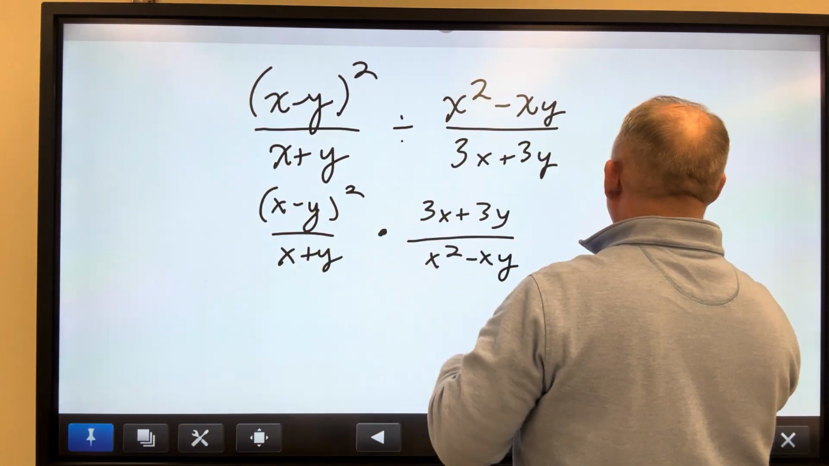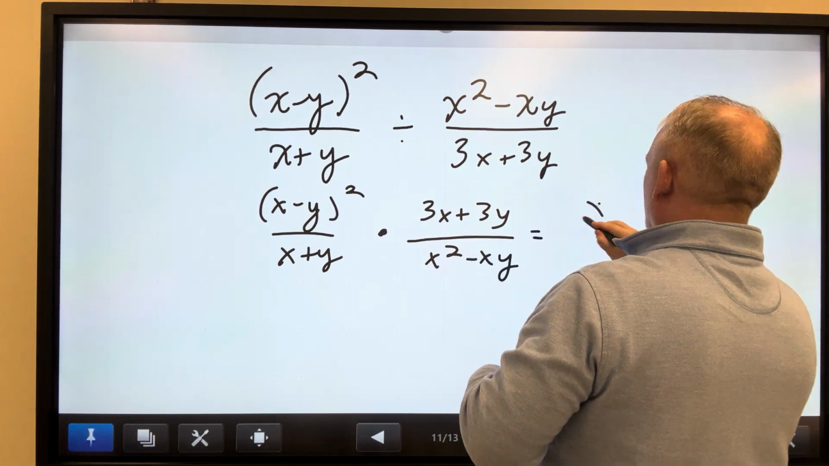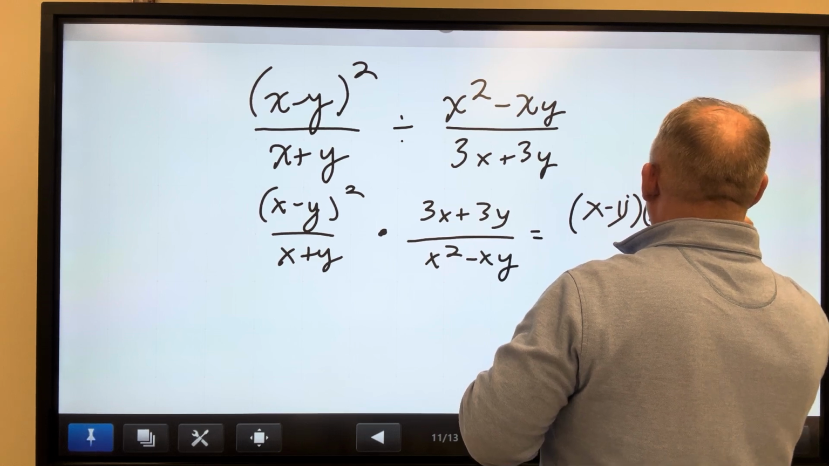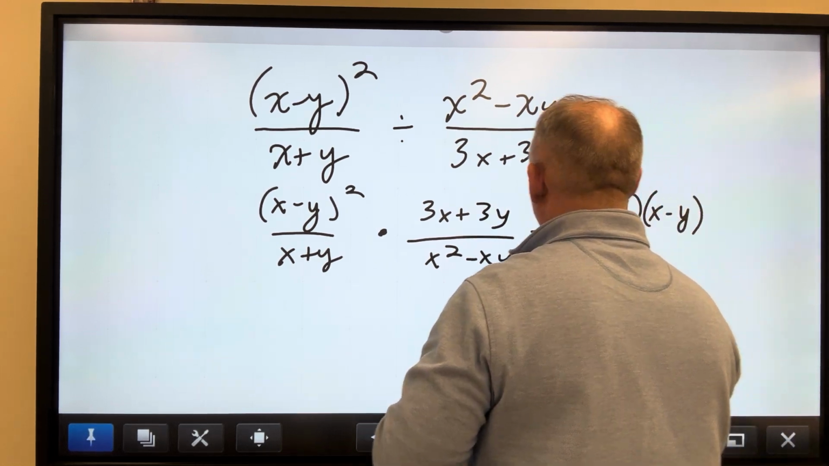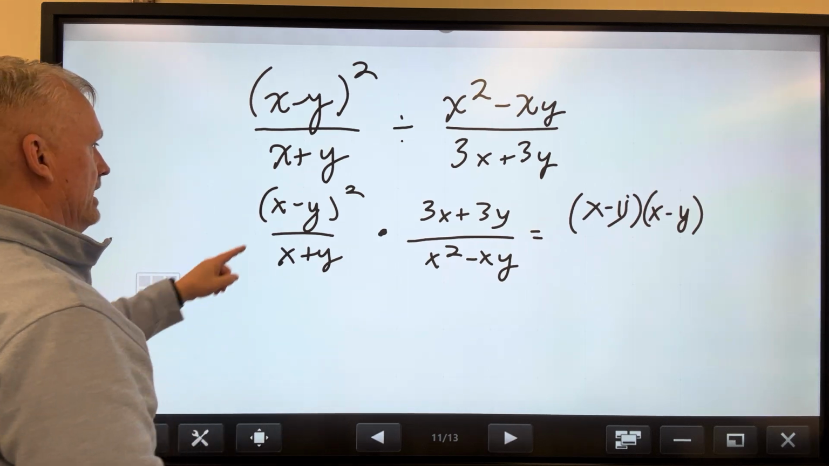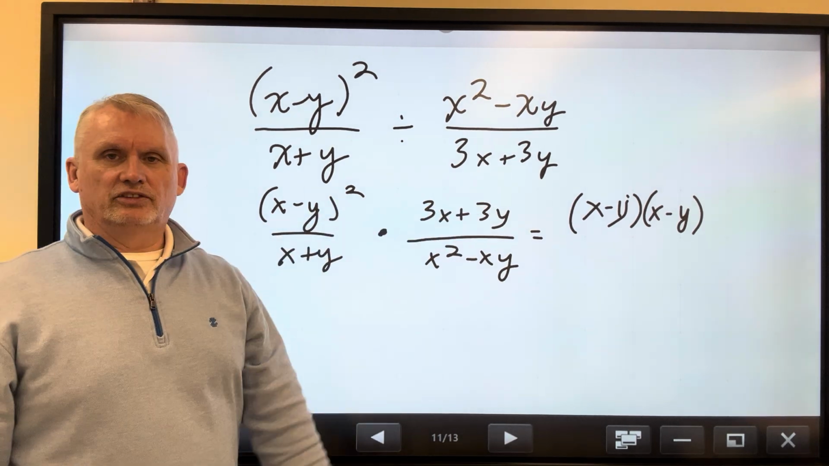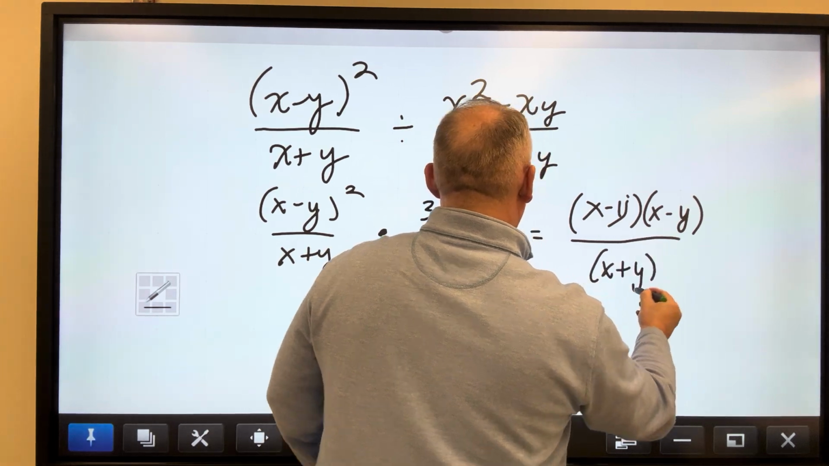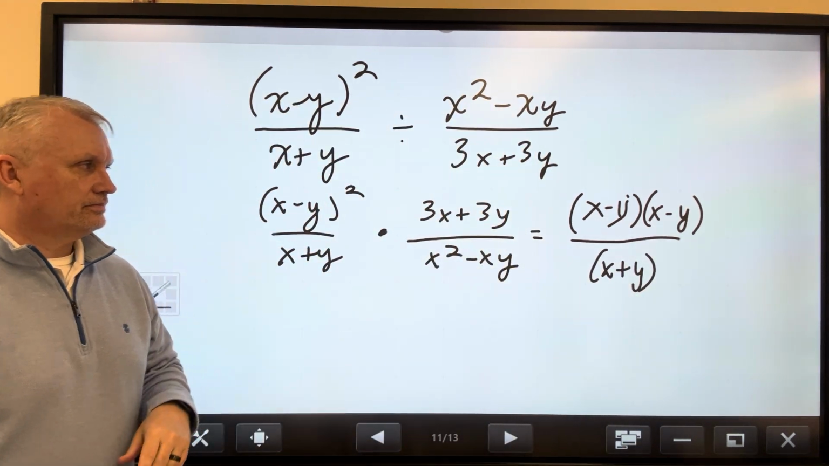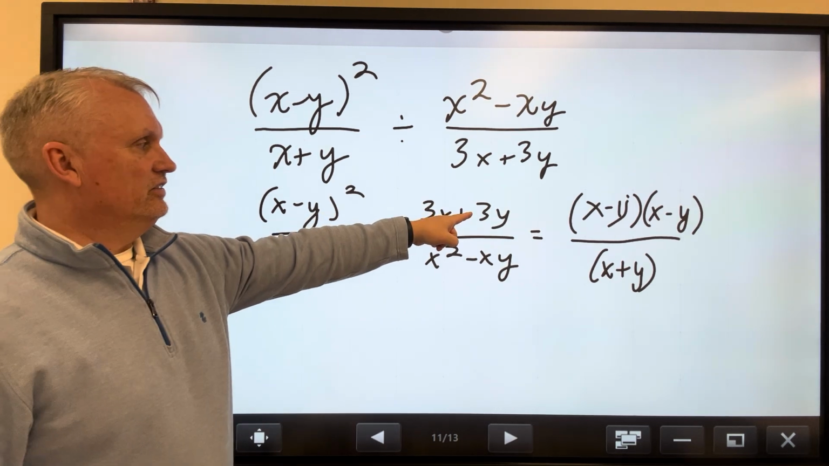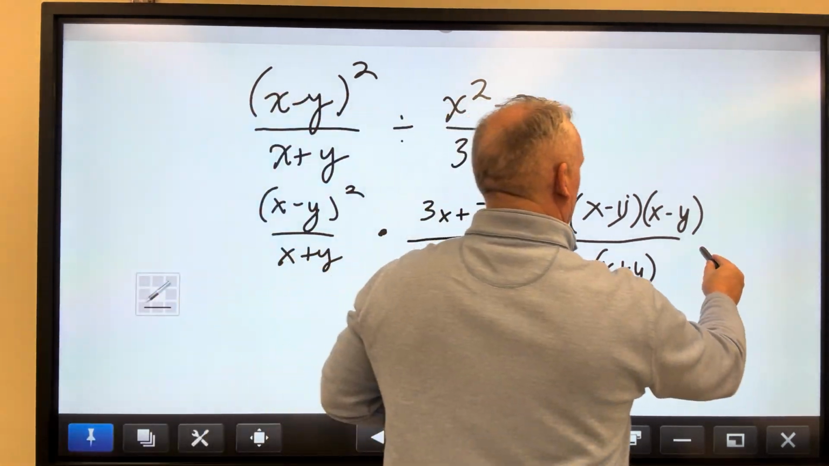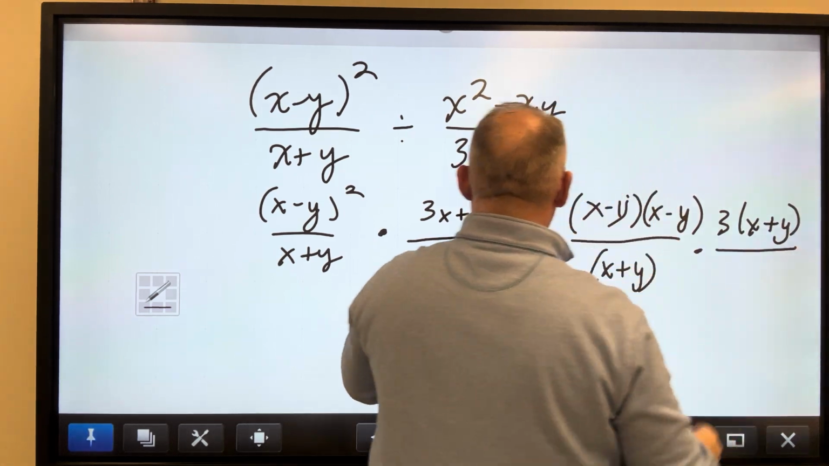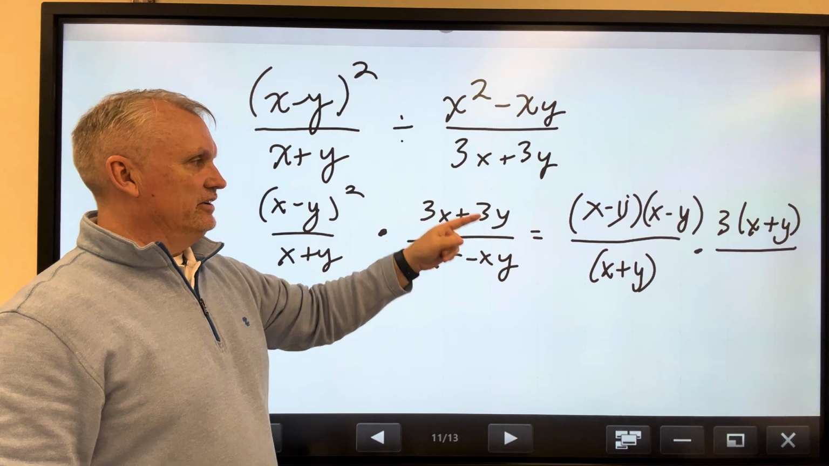x minus y squared is the same thing as saying x minus y times x minus y. You just write it twice. Over x plus y, there's nothing to do with this. It's already factored. What is the GCF of this? 3. And you're left with x plus y. That GCF is 3, you factor that out.